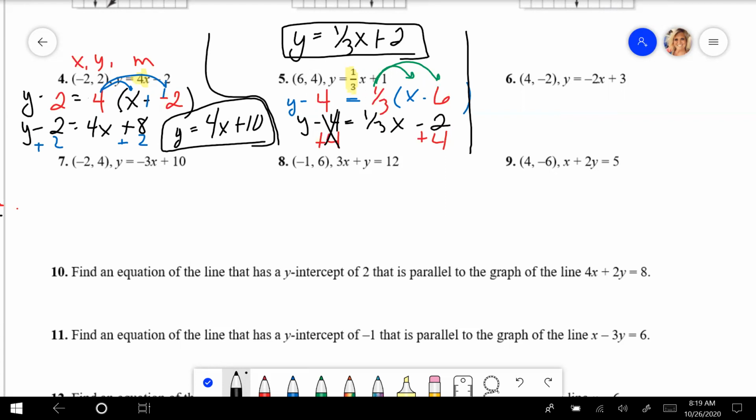Okay, so now on number 6, again, let me write my point slope equation. Y minus y1 equals m times x minus x1. All right, well, x1 and y1, it's already in slope-intercept form. There's your slope. So if I go here and erase my m, I get negative 2. X1 is 4. Y1 is negative 2.